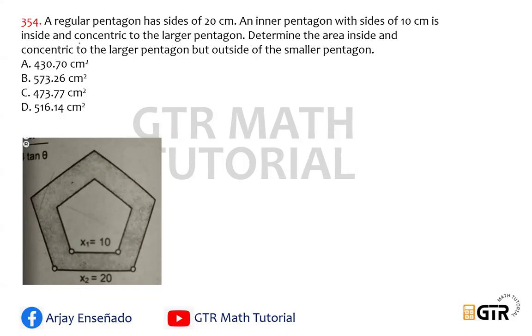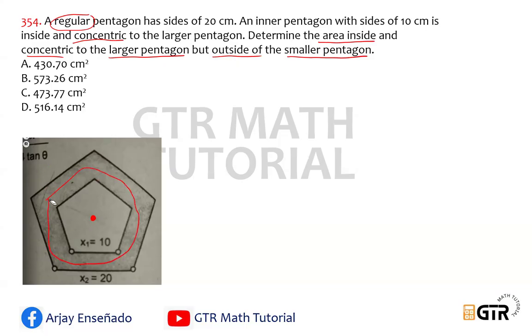When we say concentric, that means both pentagons share the same center. So both pentagons are regular. Okay? So concentric means they have the same center. So we want to find the area inside the larger pentagon but outside of the smaller pentagon. So we want to find the area of this shaded part.